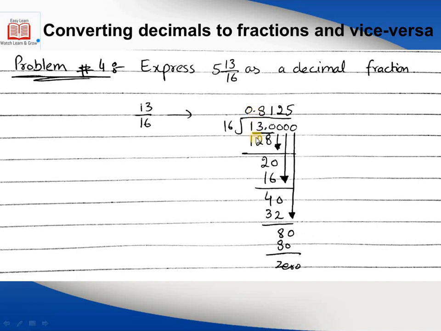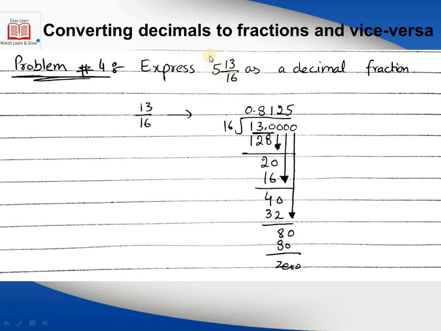We are going to use a dot. When we use the dot, we have to append as many zeros as we need. So first of all, take it as 130. I use this line to show that this is now 130. So 16 into 8 is 128, just 2 left. Append 0, then 16 into 1 is 16, 4 left, then 16 into 2 is 32, then 8 left, 16 into 5 is 80, and complete. This is 0.8125.